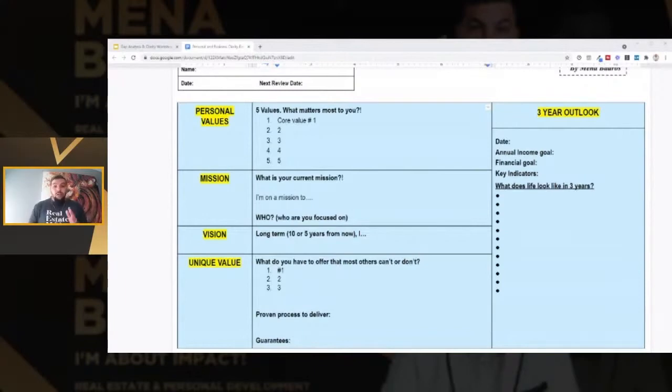At least give some thought to all of these things that we talked about, right? What are your values? What are the things that really matter to you, the things that are really important to you in life? What is the current mission that you're on? What are you focused on? What are you trying to do? Who is it that you're serving? What is your long-term vision, 5-10 years from now, where it is that you want to be? What is your 3-year outlook? 3 years from now, what does life look like? How much are you making? Where are you financially, right?